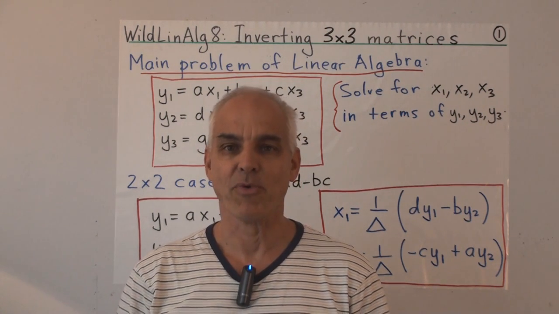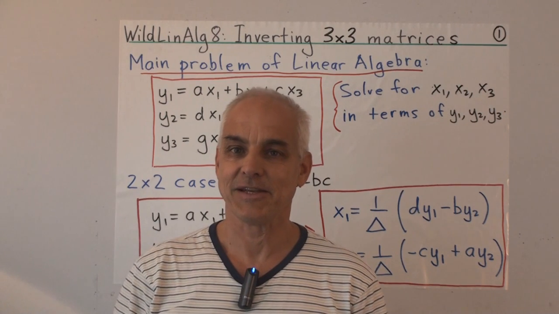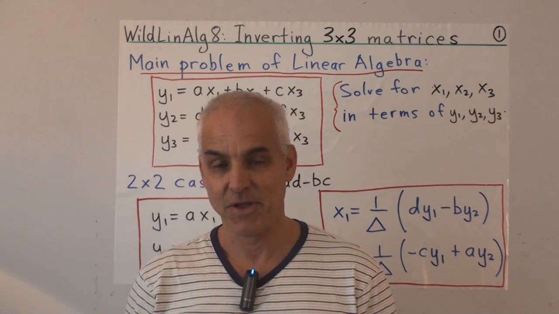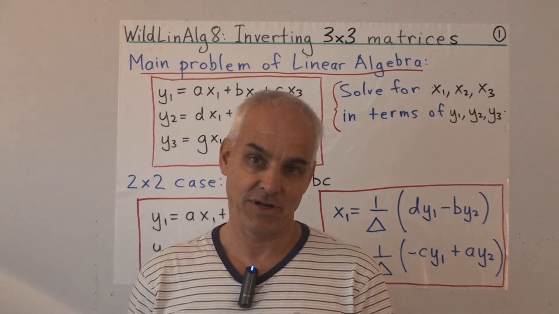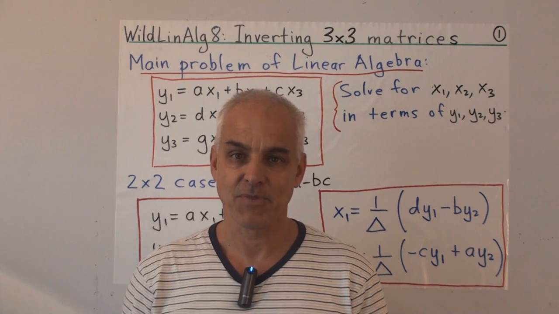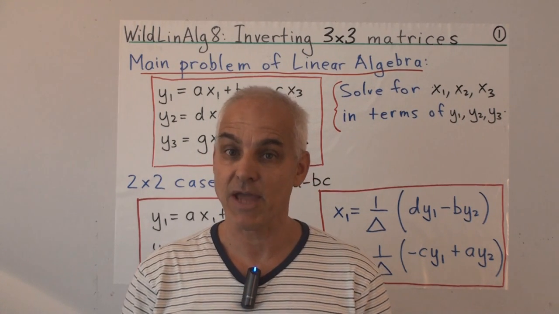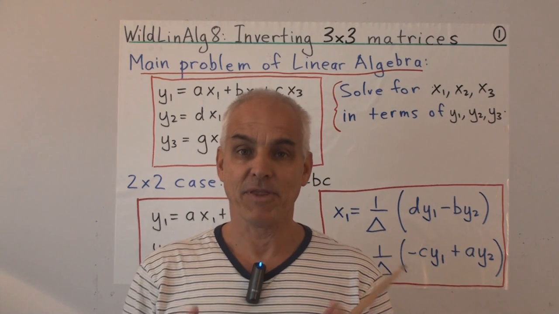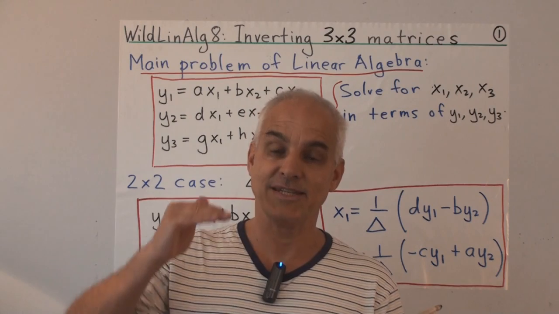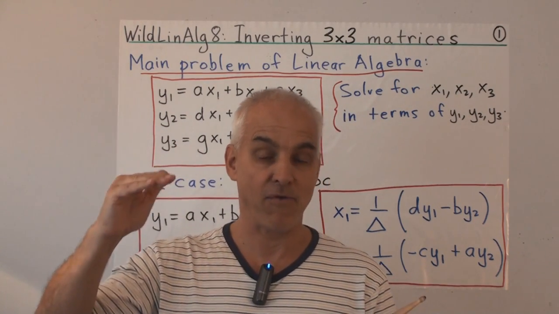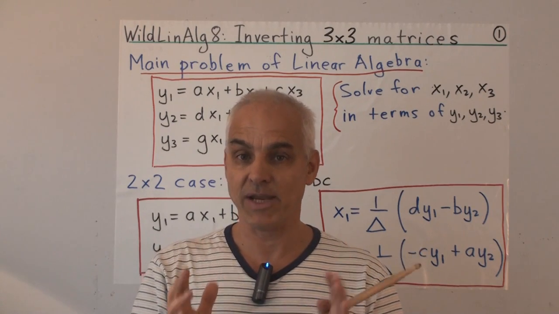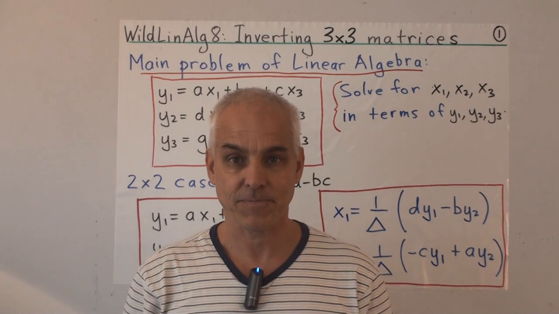Hello, I'm Norman Wildberger, and in this lecture on linear algebra, we're going to solve the main problem in the subject, which is how to invert a change of coordinates. We're going to look at the 3 by 3 case, which is more difficult than the 2 by 2 case, which we've already done. But the advantage of the 3 by 3 case is that once you really understand it, then you can see how to generalize it to 4 by 4 and to higher dimensions. So it contains within it all the ingredients needed for the general solution.